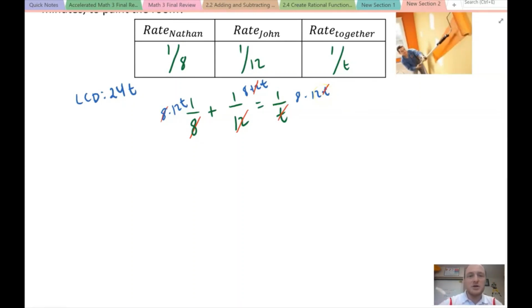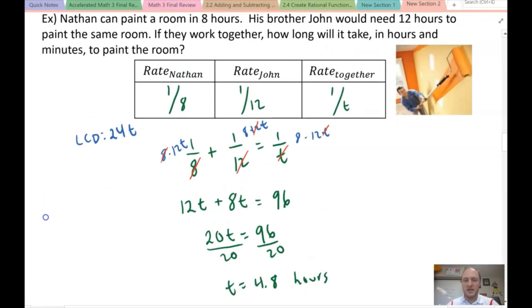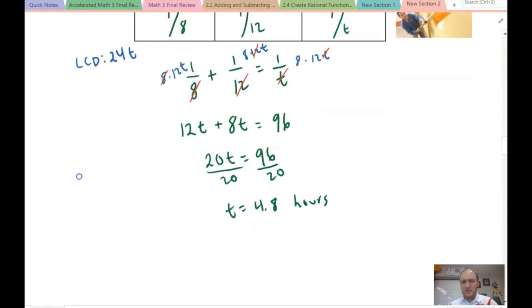So we get the equation 12t plus 8t is equal to 8 times 12, and that is 96. Okay, so 20t is equal to 96. And now if we divide by 20, we get t is equal to 4.8. And it's important to note that this is in hours, okay? The problem wants to know how long will it take them together in hours and minutes. So what we can do is, I know the hours, right? I know it takes them 4 hours.